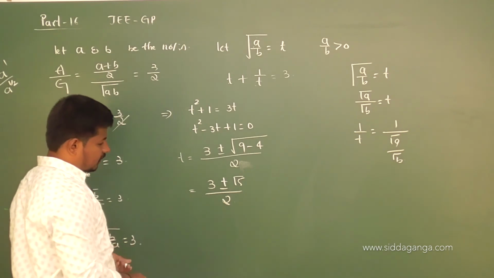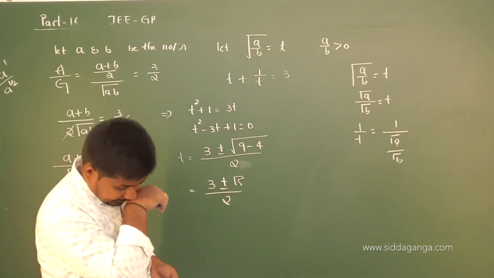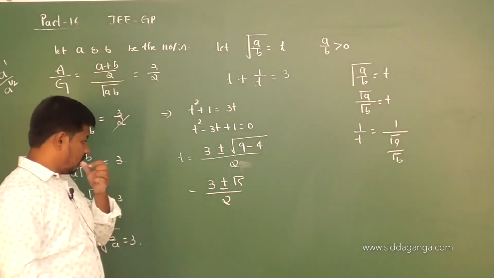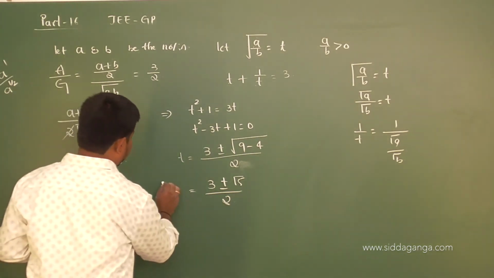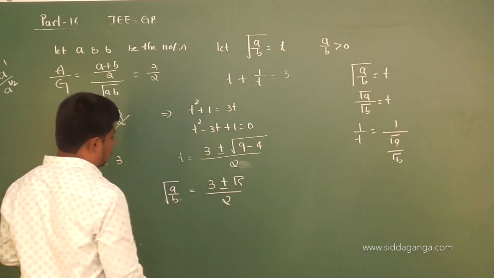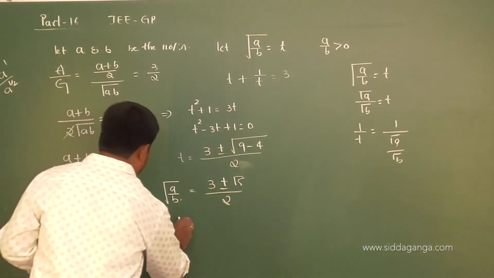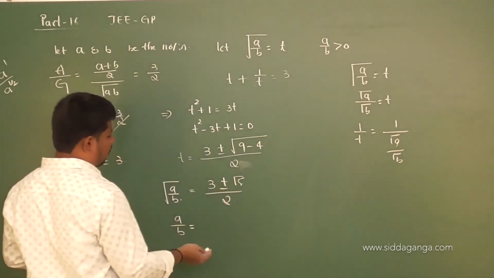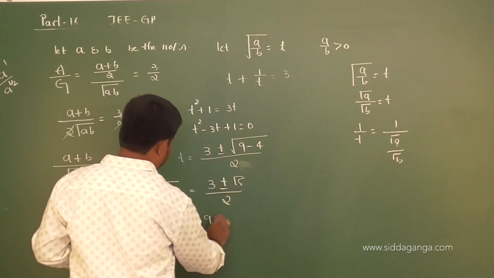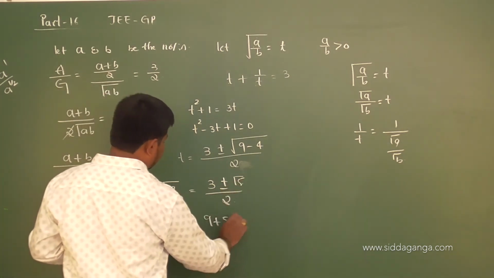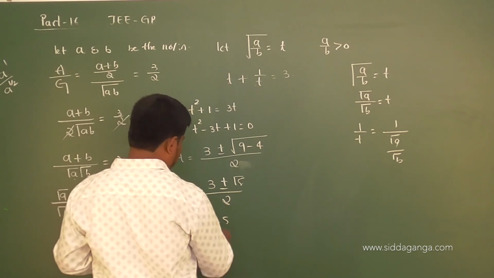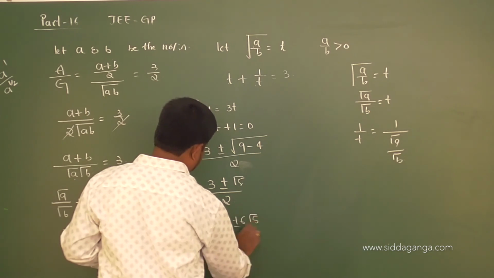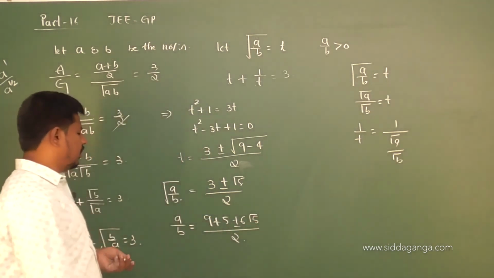So here we have two values, 3 plus or minus root 5 by 2. Yes, this is t, that is root of A by B. So let me square on both sides. What happens? A by B is equal to 3 plus or minus root 5 by 2 whole square. What is 3 plus root 5 whole square? 9 plus 5 plus 2 into 3 into root 5, that is 14 plus or minus 6 root 5, divided by 4.